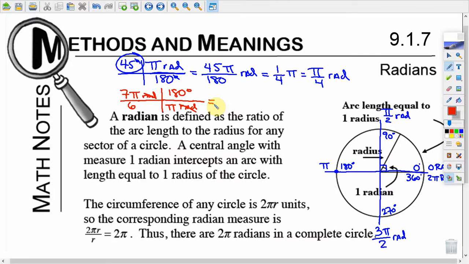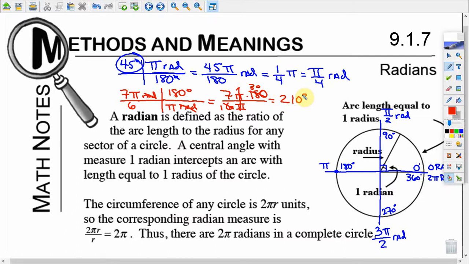So I can write that as 7 pi times 180 over 6 pi. We have a big 1 there. Those pi's cancel out. 180 divided by 6 would be 30 over 1. So then that just leaves us with 7 times 30, which is 210 degrees.